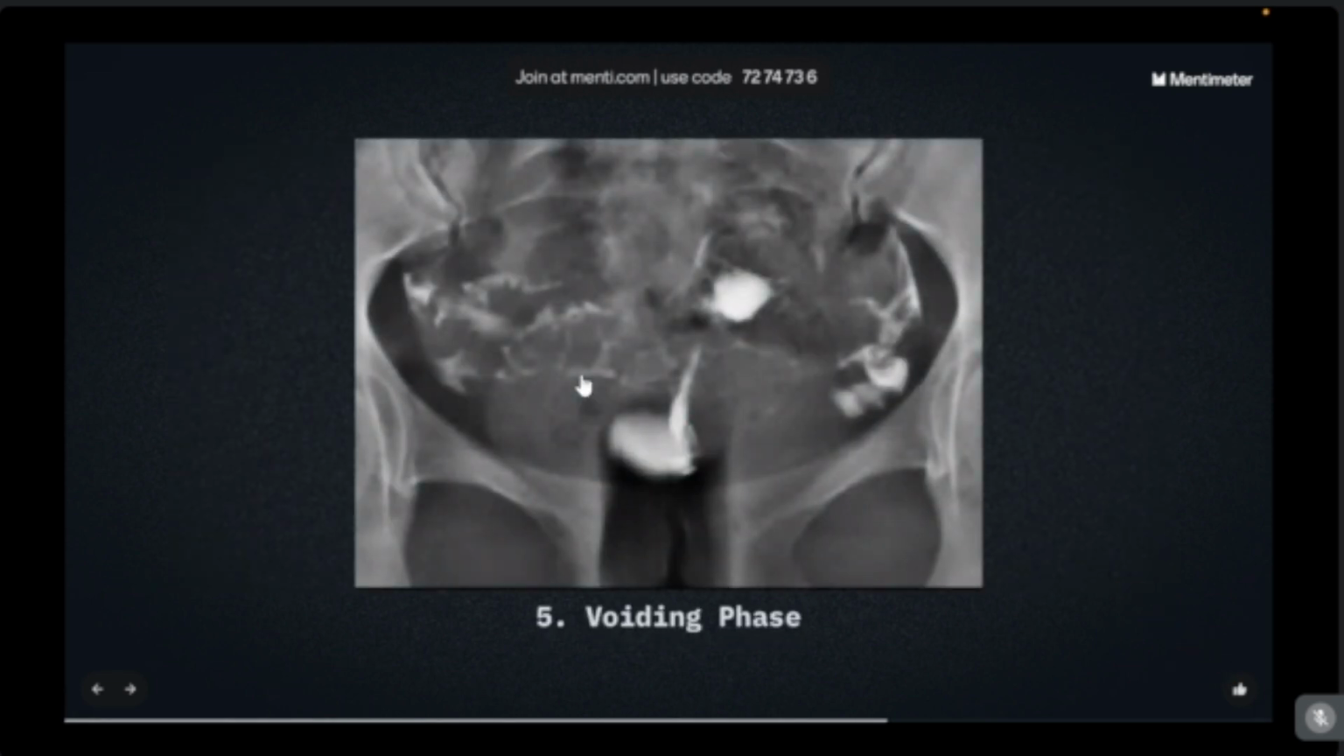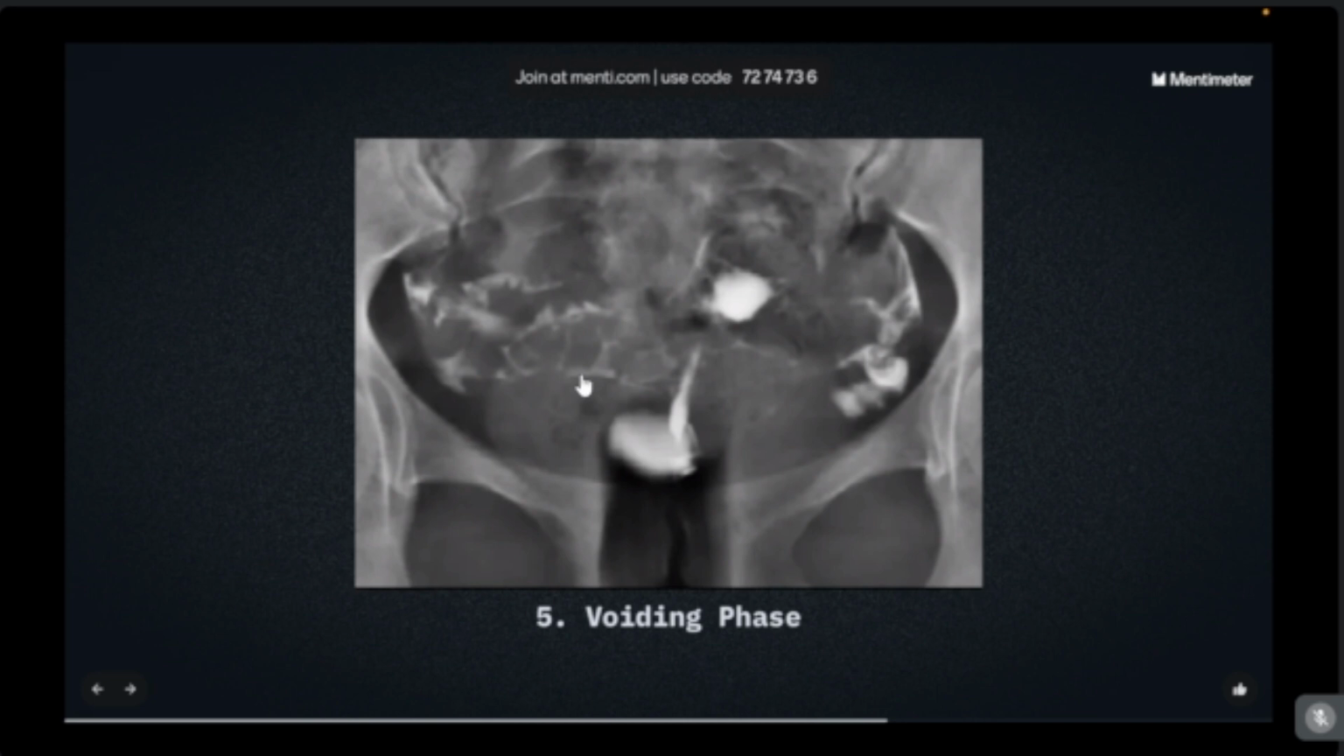And then there is the fifth phase. It's called the voiding phase. In French, they call it vidange. So here in the voiding phase, the balloon catheter is deflated, because we talked about the balloon catheter. We talked about how they do the catheterization and insert the catheter into the cervix and then inflate the balloon. But in this step, they deflate the balloon and they allow for the voiding image.